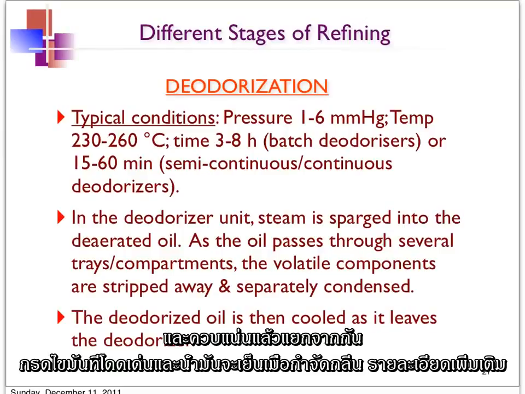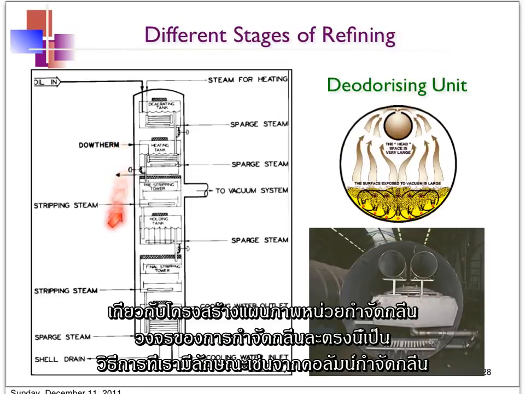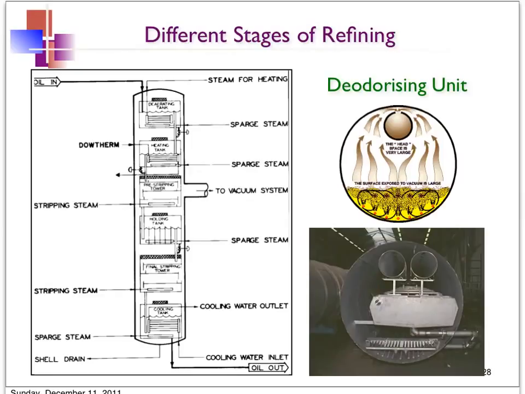And next, the deodorized oil will be cool when it leaves the deodorizer. Okay, now let's look at more detail on the deodorizer unit. This is the schematic diagram to show the structure of the deodorizer column. And on the right here, this is how it looks from the top of the deodorizer column. This actual thing, how it looks from the top.